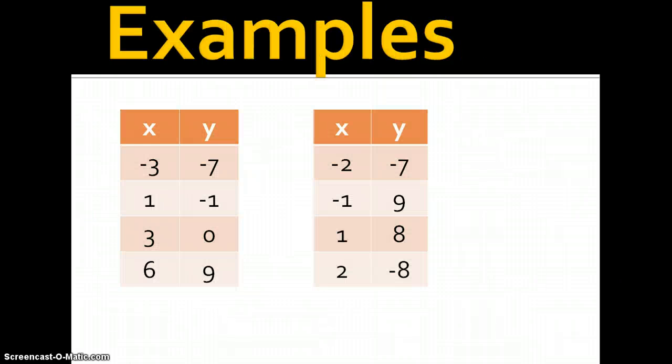So let's take a look at some examples. If you can see here in this first table, we have -3, -7, 1, -1, 3, 0, 6, 9. Since there are no repeats in the x values, these are all different, and exactly one y value is paired with exactly one x value, then this is considered a function. If we look at this second table, -2, -1, 1, 2, again, there are no repeats in the x values, so this is why this table is considered a function.